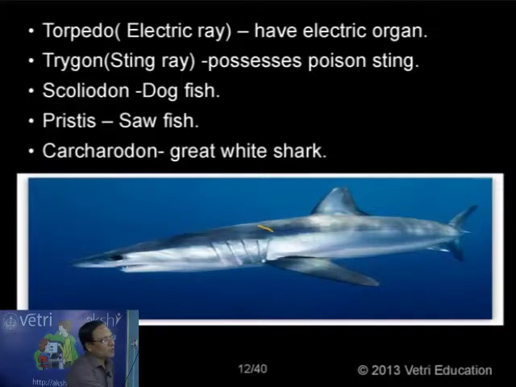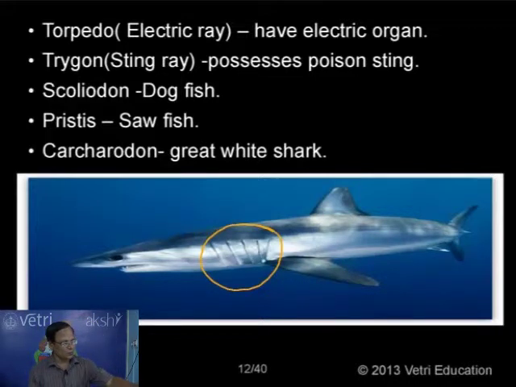Even you can count the gill slits: 1, 2, 3, 4, 5. You can count them very easily, they are visible. And another characteristic feature I mentioned, the mouth is ventral. In the case of chondrichthyes, or cartilaginous fishes, we have 5 pairs of gill slits and the mouth is located ventrally. Now this Carcharodon is nothing but the great white shark that is given.